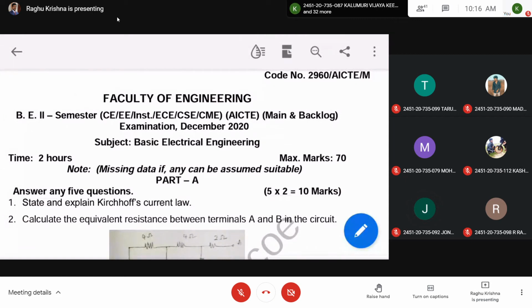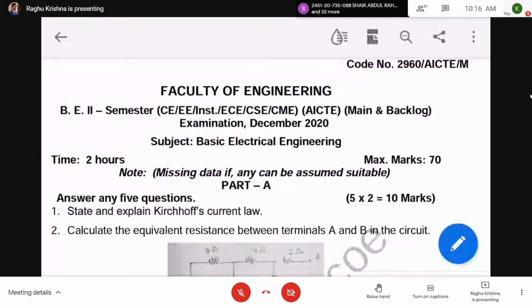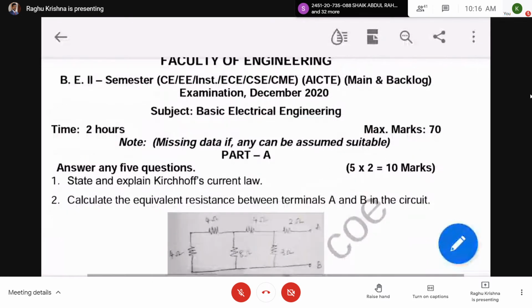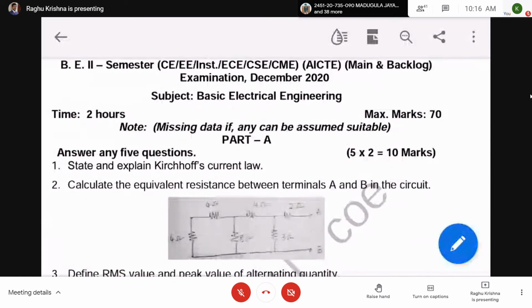Okay. Thank you. So here, this is the previous question paper, December 2020. If you see the first question, these are small answer questions. Each question carries 2 marks. The first question is: state and explain Kirchhoff's current law.